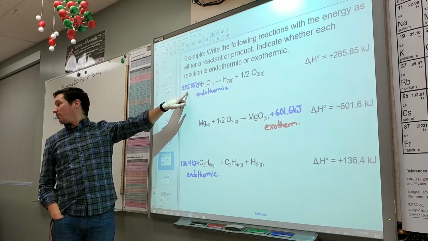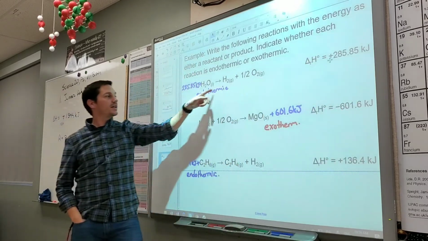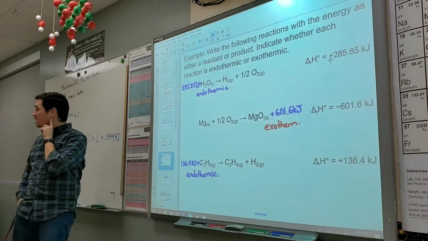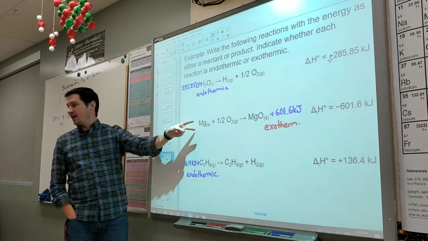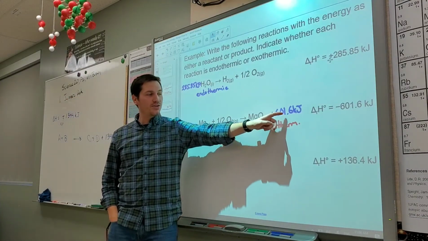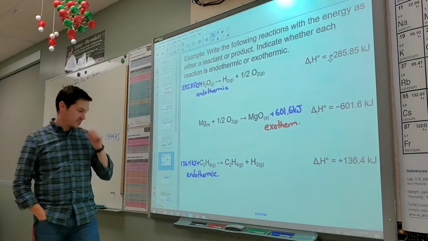It's absorbing energy from its surroundings, right? Both of these things indicate, or should indicate to you, that it's absorbing energy from its surroundings. So it's going to get colder, right? And in equation number 2, is its surroundings going to get hotter or colder? It's going to get hotter. It's releasing energy. Both of those hopefully should make a little bit of sense.